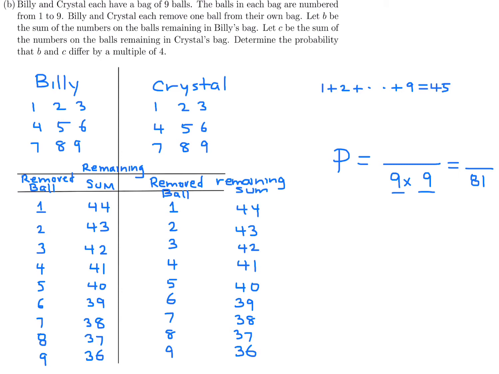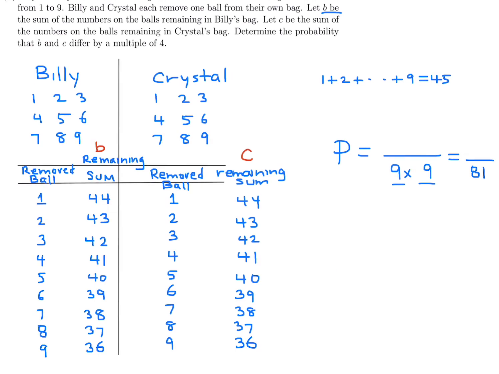That's pretty straightforward. But the numerator is our specific condition, and that is that B and C differ by a multiple of 4. Now, what is B? Let's remind ourselves. B is the sum of the numbers remaining in Billy's bag. So B is this guy right here. This is B. Any one of these. C is the sum of the numbers remaining in Crystal's bag. So C is here, any one of these numbers. And we have to figure out all the scenarios that when you take the difference of B and C, the difference is a multiple of 4.